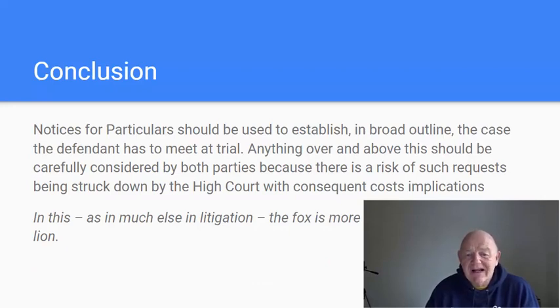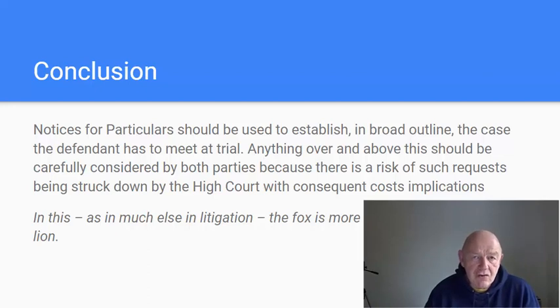In conclusion, notices for particulars should be used to establish in broad outline the case the defendant has to meet at trial. Anything over and above this should be carefully considered by both parties, because there's a risk of such requests being struck down by the High Court, with consequent costs implications arising from the dispute about what is to be answered and what's not to be answered.